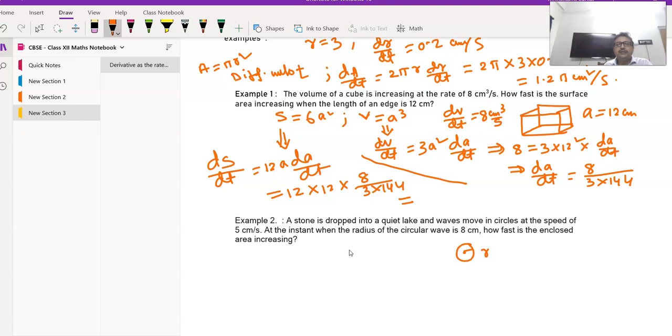At the instant when radius of the circular wave is r equal to 8 centimeter and dr by dt, the wave travels with the speed of increase in radius only. So dr by dt will be 5 centimeter per second. You just find the value of area. Area at this particular instant will be pi r square. So differentiating with respect to t, dA by dt going to be what?